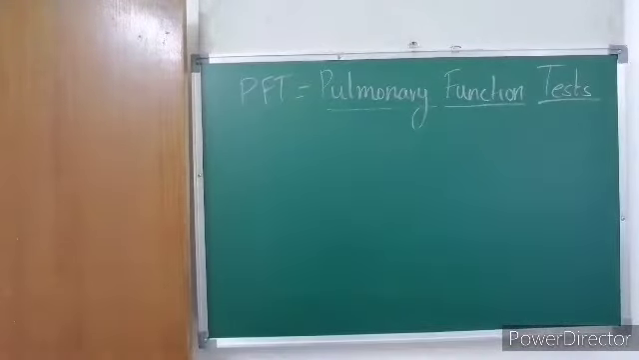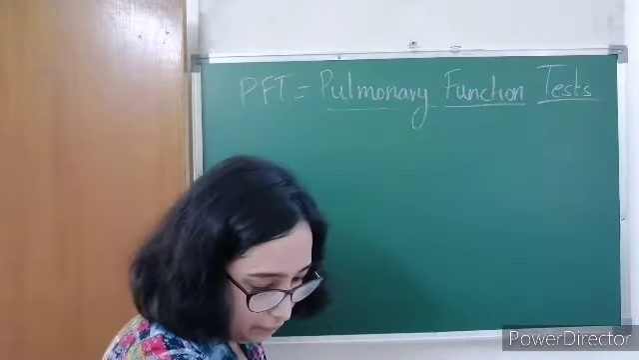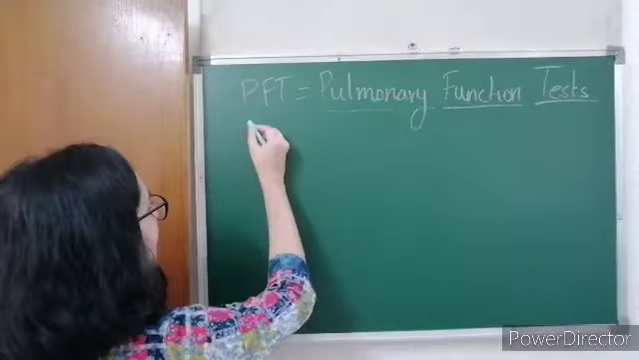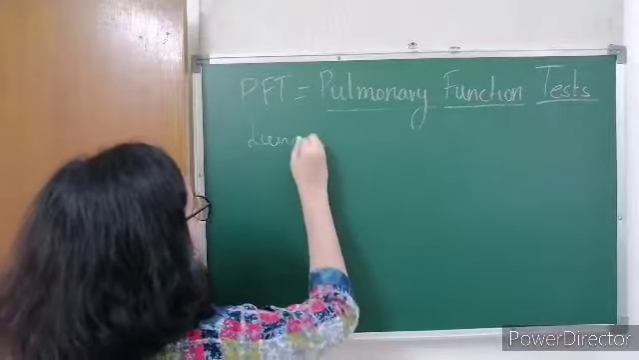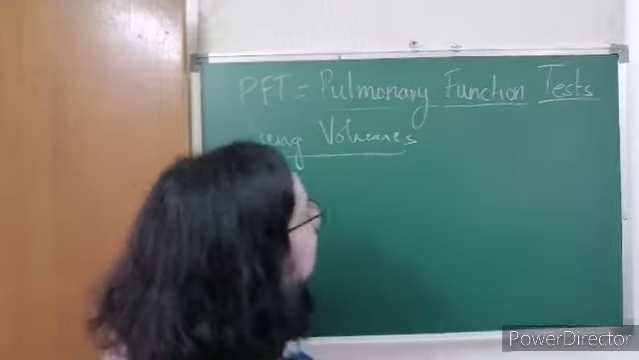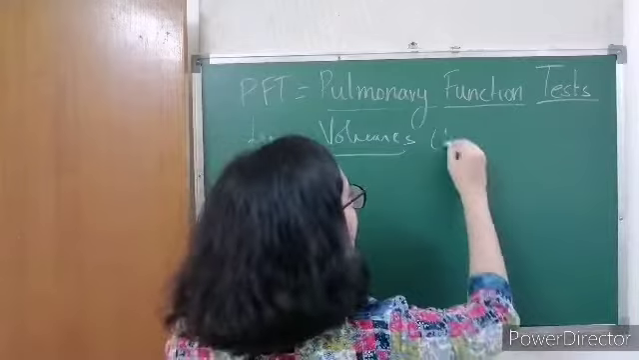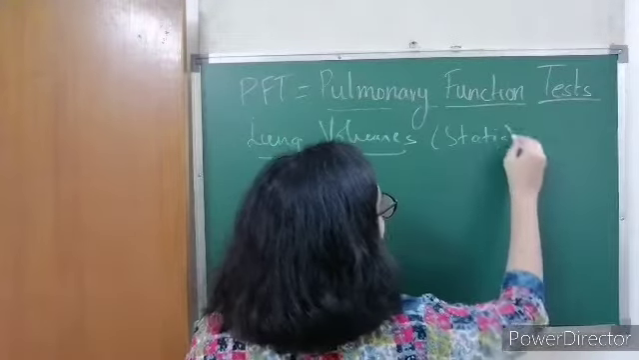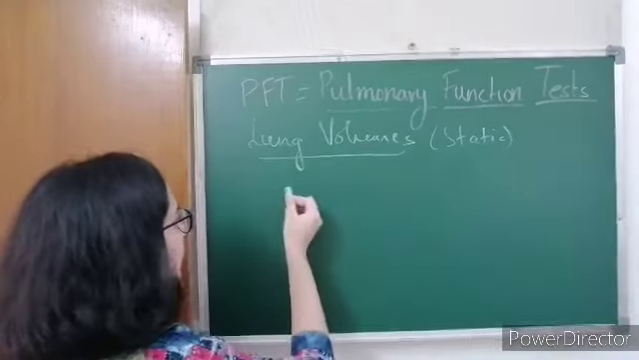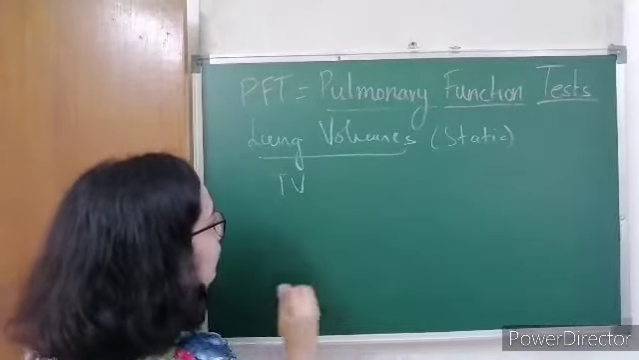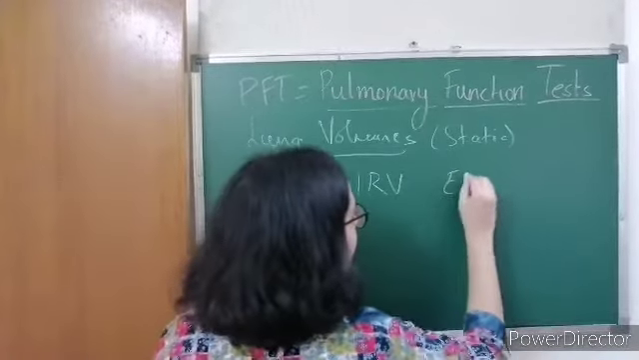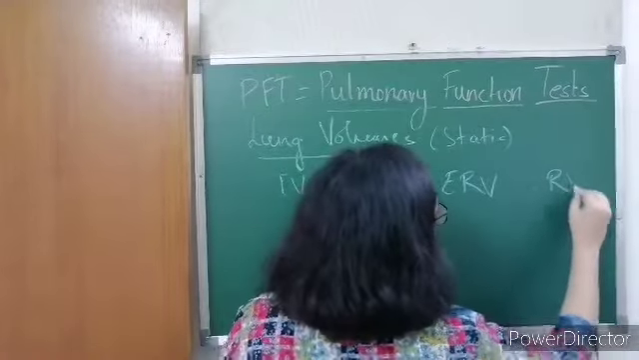So first we will see what are the static tests. So in static, lung volumes will come. Okay, static is your lung volumes. Now what are the lung volumes? They are tidal volume, inspiratory reserve volume, expiratory reserve volume, and residual volume.